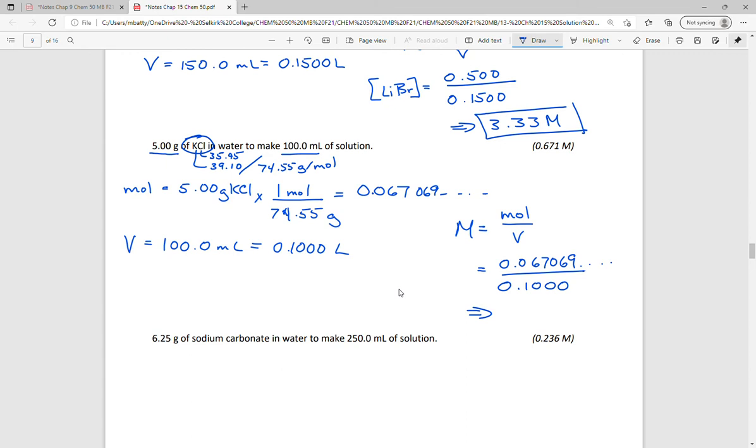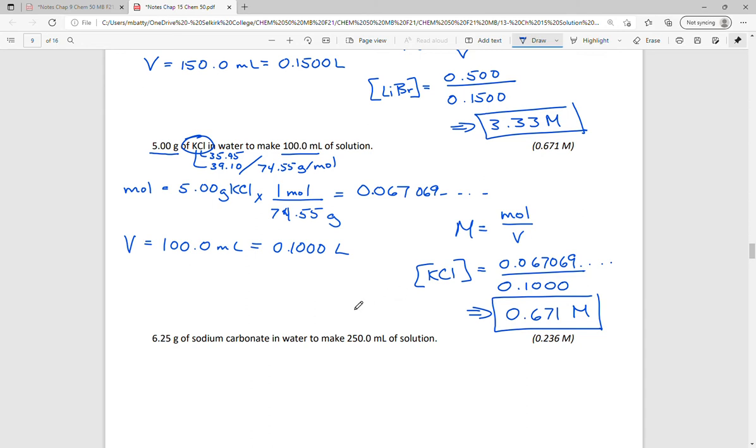So in this case, what we're solving for is the concentration of potassium chloride. And if I do this work, the concentration of the potassium chloride is 0.671 moles per liter, or it has a molarity of 0.671.